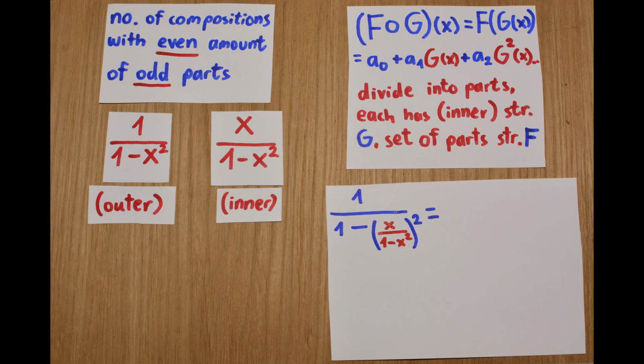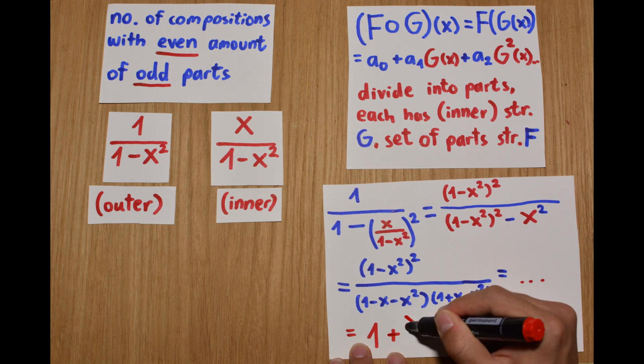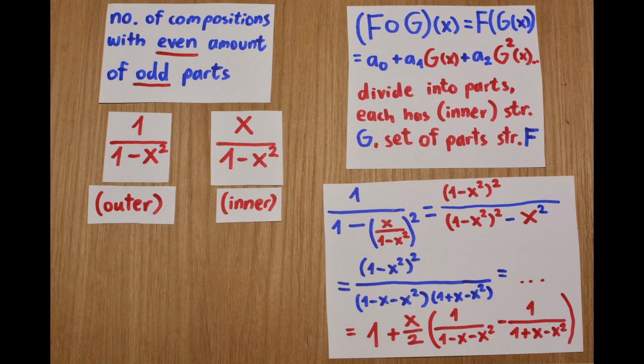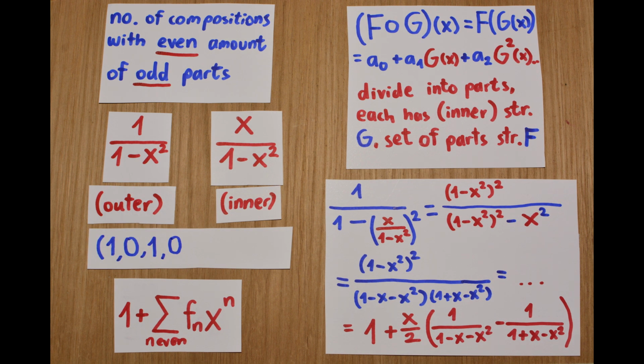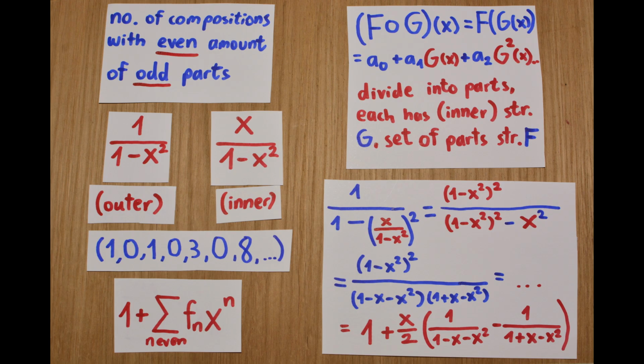We'll skip over the algebra that brings us here, but we get 1 plus x halves times 1 over 1 minus x squared minus 1 over 1 plus x minus x squared. If this reminds you of the generating function for Fibonacci numbers, you're right. If we work out the power series for these two generating functions and then subtract them, we are left with the generating function for even indexed Fibonacci numbers, plus 1 at the start.